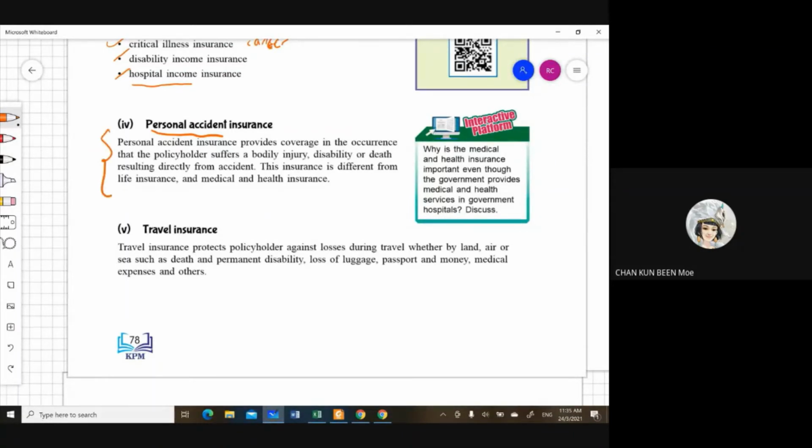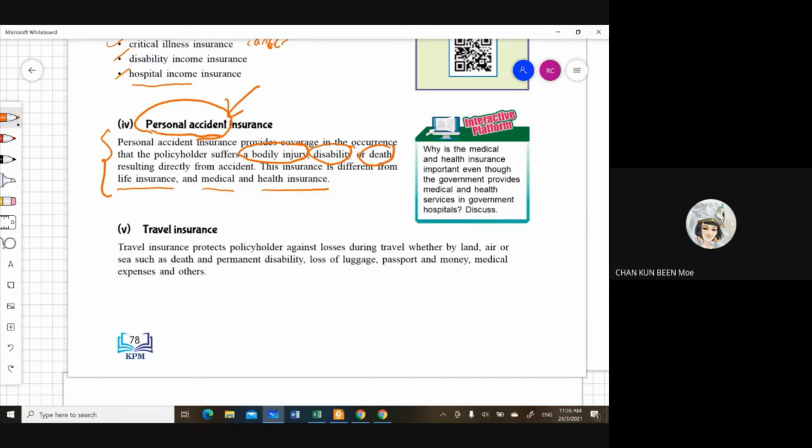Personal accident insurance provides coverage in the event that the policyholder suffers a bodily injury, disability, or death resulting directly from an accident. This insurance is different from life insurance and medical and health insurance. This is extra insurance for when you meet with an unpredicted condition. For example, when you walk along the street, something falls down on you and you suffer injuries. So this insurance will cover it.